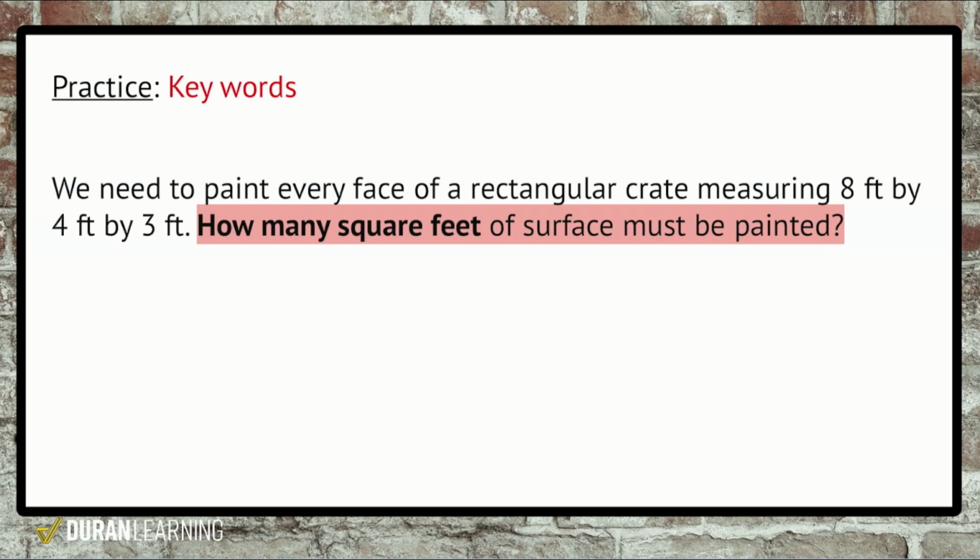So there are two huge giveaways. Number one, square feet. That tells you that you're dealing with area of some kind. It could be regular area or it could be surface area. We're wondering if we're dealing with a flat shape or a three-dimensional shape, because you can take the surface area of a three-dimensional shape. If it's a two-dimensional shape, it's just area. So when we take a look here, it says we need to paint every face of a rectangular crate.